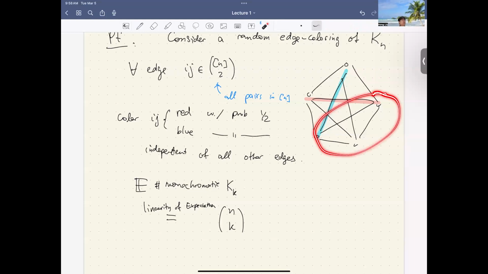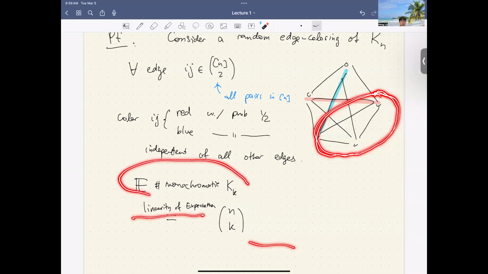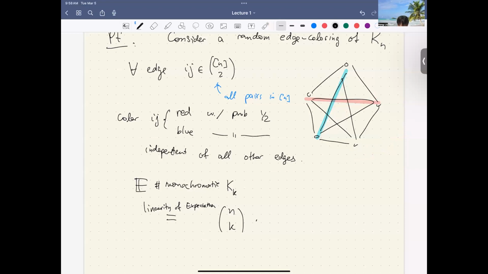How many choices of k vertices? N choose k of them. For every k vertices, you compute the probability you see a monochromatic clique there. You add them up by linearity of expectation. That's exactly the expected number of monochromatic K_k, so n choose k times the probability that a fixed k-set is monochromatic.